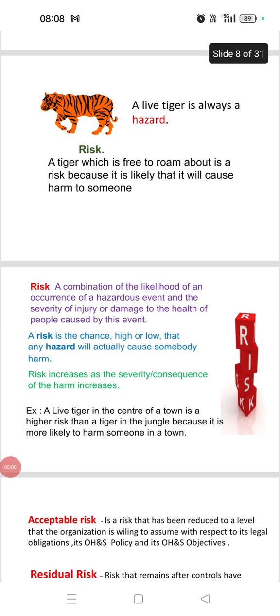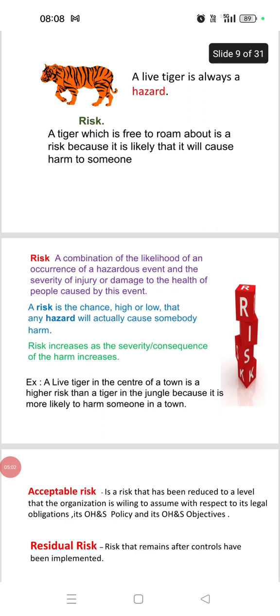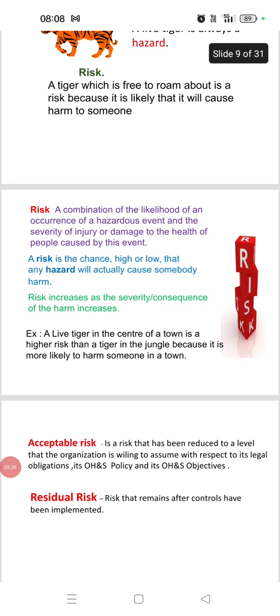Now we will see it clearly. What is a risk? The definition of risk is a combination of likelihood and severity of injury or damage to the health of people which is caused by the event. Normally, risk will increase when the severity or likelihood of the harm increases. I will tell you the example. If a live tiger is roaming inside a town, then it is a higher risk. If the same live tiger is roaming inside a forest, it is a low risk.